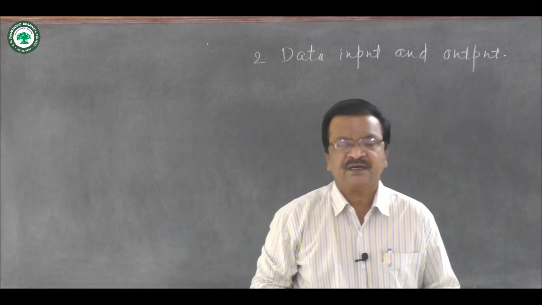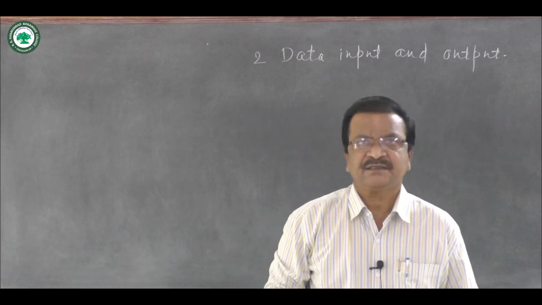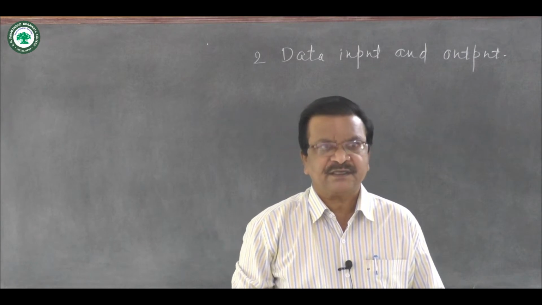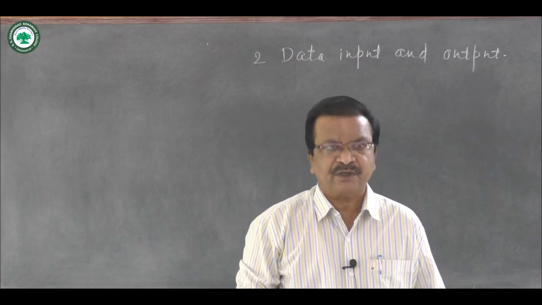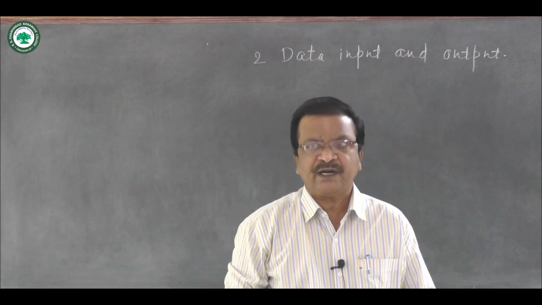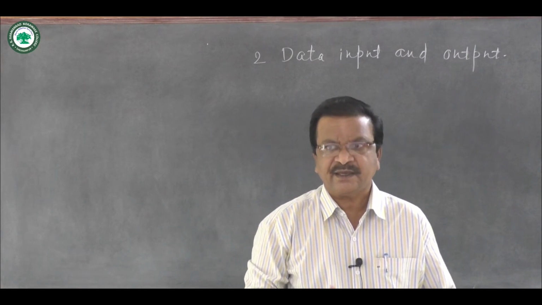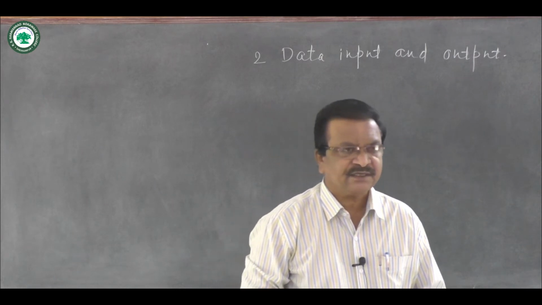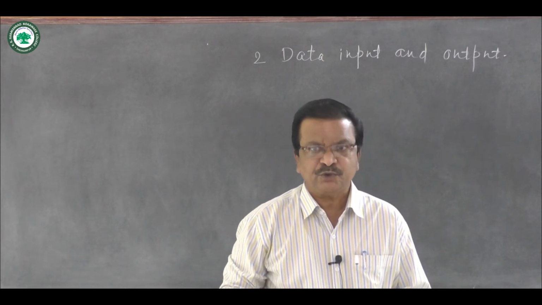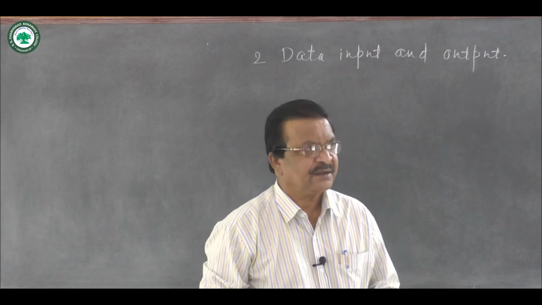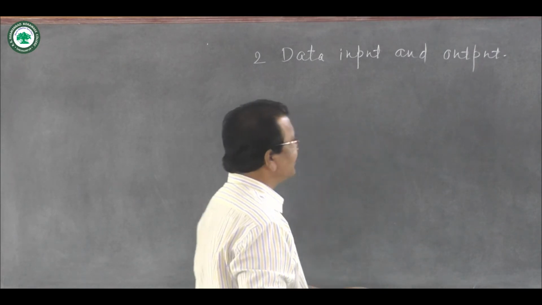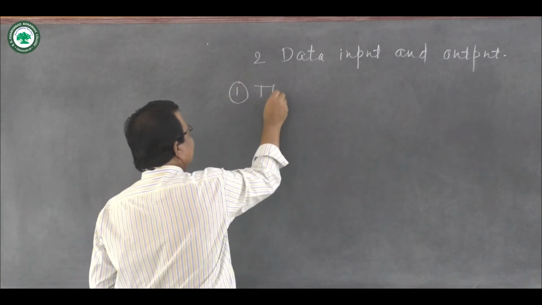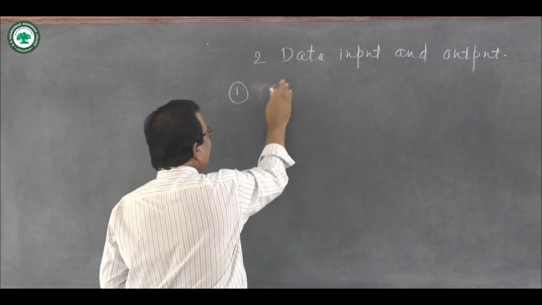Input and output are library functions, and these input-output functions are used to permit the transfer of information between the computer and standard input and output devices like keyboard and monitor. So the first such function which we are going to discuss, used to input information, is single character input.